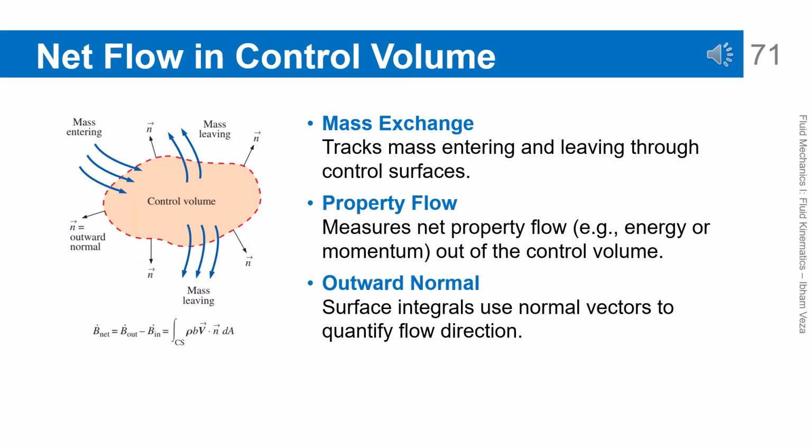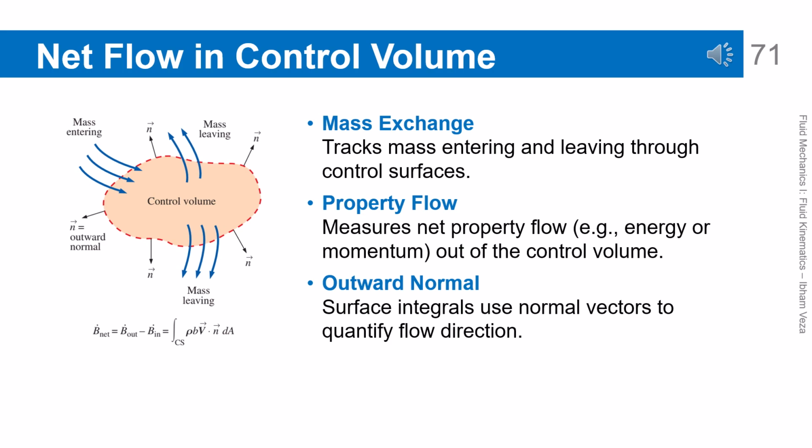Net flow in control volume. Control volume analysis accounts for the flow of mass and properties entering and leaving through the control surface. Surface integrals are used to compute the net outward flux. The direction of the outward normal vector determines the sign of the flow contribution.